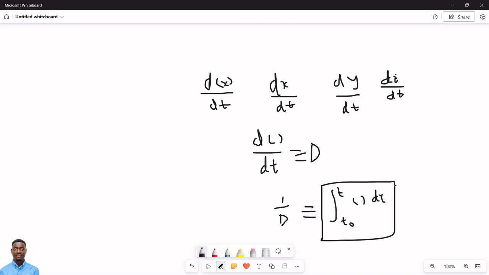And for your differentiation, the capital letter D is equivalent to this first order differentiation. So for differentiation, capital letter D. For integration, 1 over capital letter D. So this is the operator notation for integration, and this is the operator notation for differentiation. That is what we'll be using to replace these operations in our mathematical models.